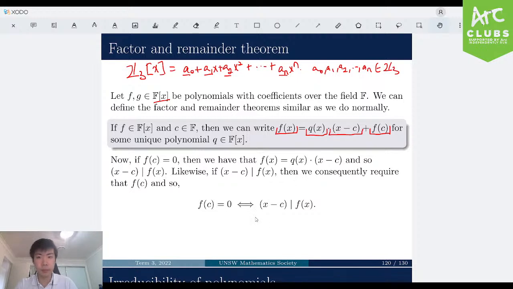So again, this writes it here perfectly. If f of c equals 0, then x minus c perfectly divides f of x with no remainder left over.